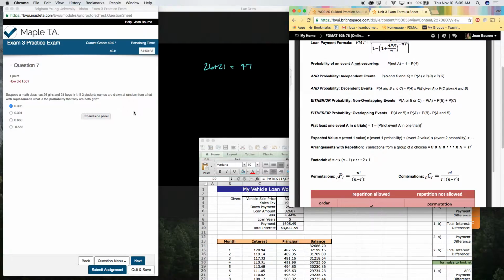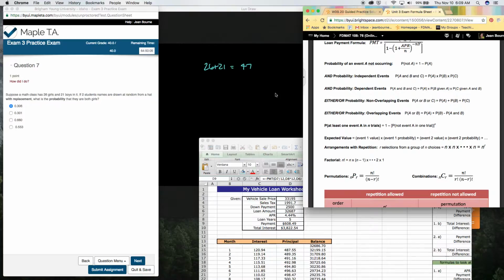There's only one way this is going to work out, a girl and a girl. If it's a girl or a girl in the next one, that would be different. But in this case, it's a girl and a girl. And they are independent, because we're replacing them. Independent means that the second outcome is not affected by the first outcome.